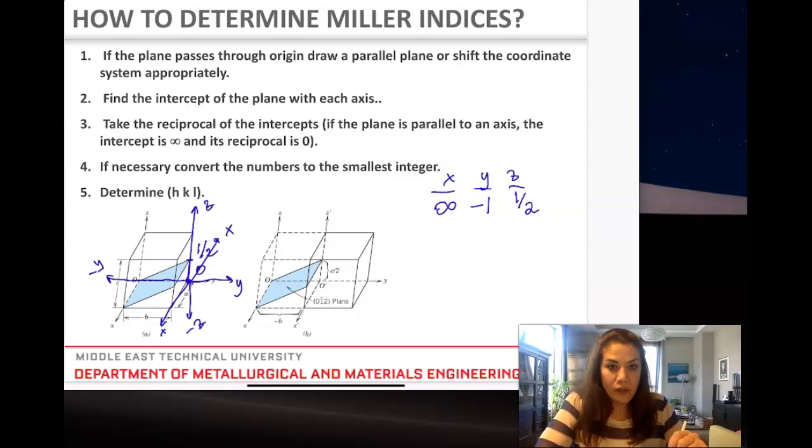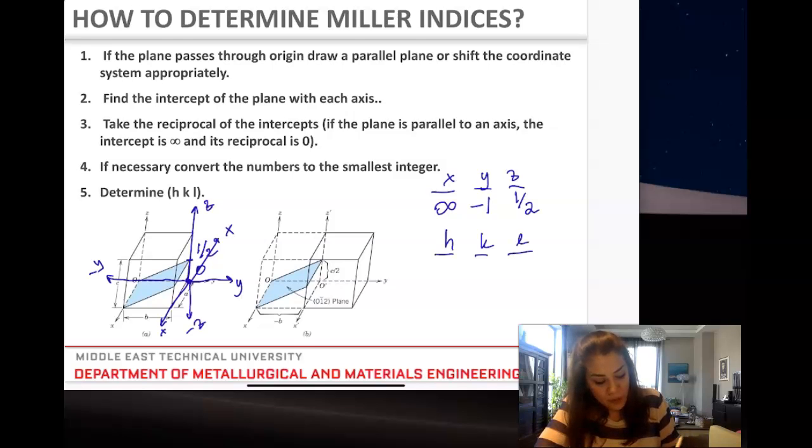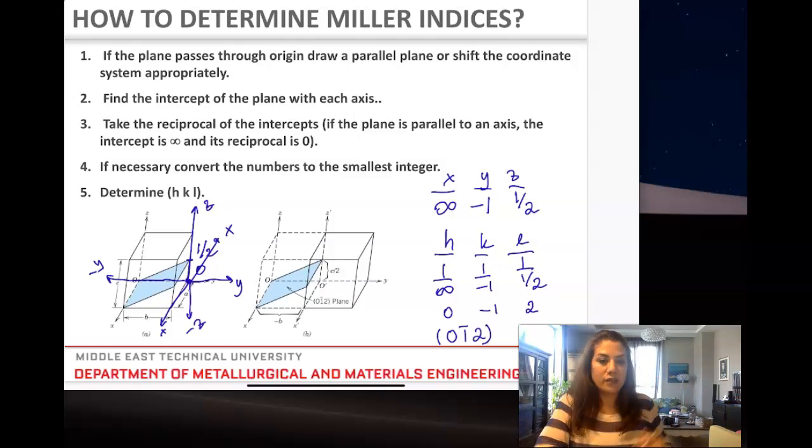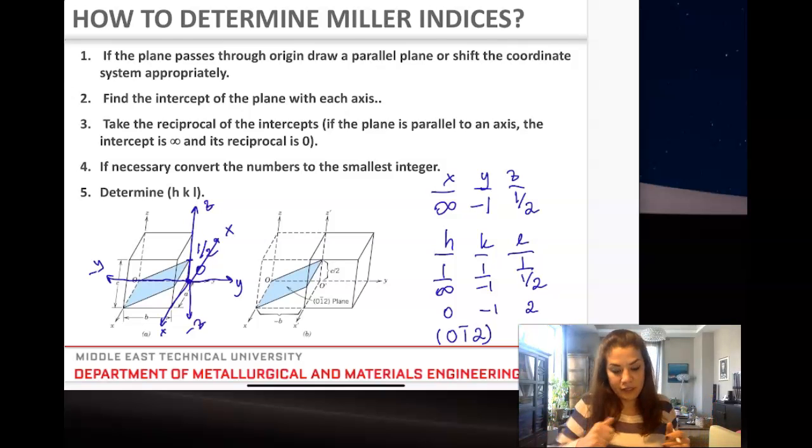Be careful. You don't do the integer thing here. You do take the complete reciprocal of these intersection points. In other words, to find the HKL, we need to do 1 over infinity, 1 over minus 1, 1 over 1/2. So that gives me 0, minus 1, 2. And then I write down my plane as 0, 1 bar, 2. Don't forget to take the reciprocal of the intersections. Why we take the reciprocal, I'll show you when we're talking about the distance between the planes, okay?